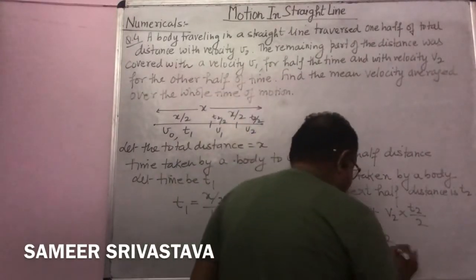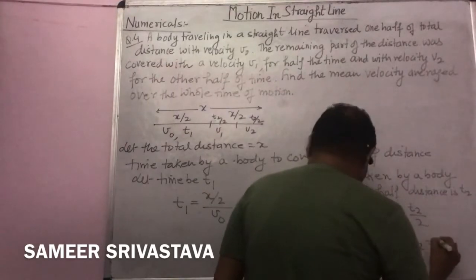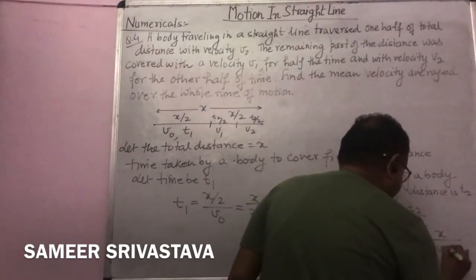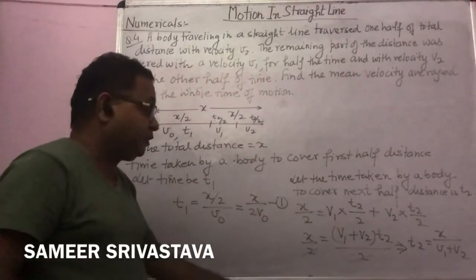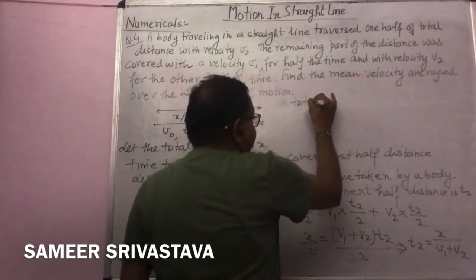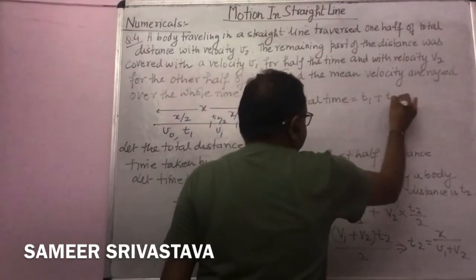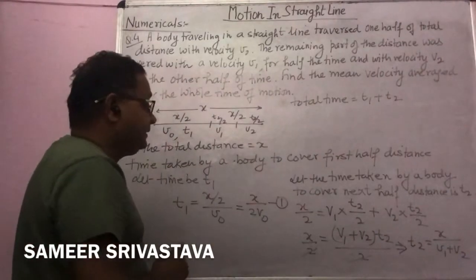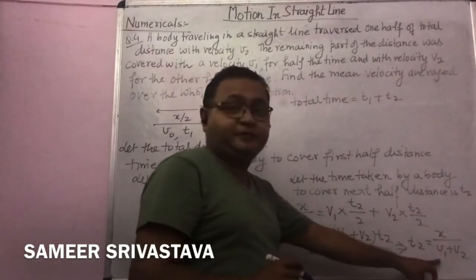So final result, the value of t2 is equal to x upon v1 plus v2. So this is our equation number 2 for the time t2. Now student, if we find the total time, that is t1 plus t2, the t1 value is x upon 2v0 and the t2 value is x upon v1 plus v2.